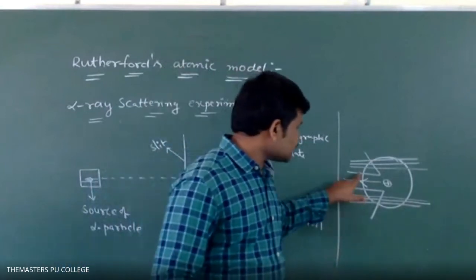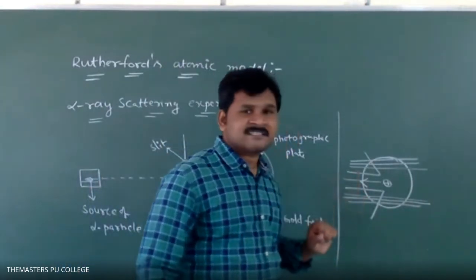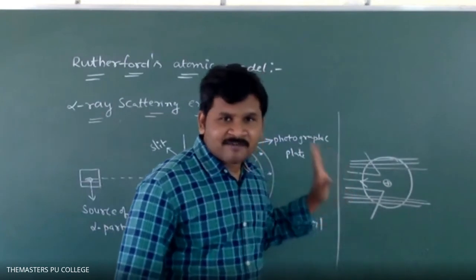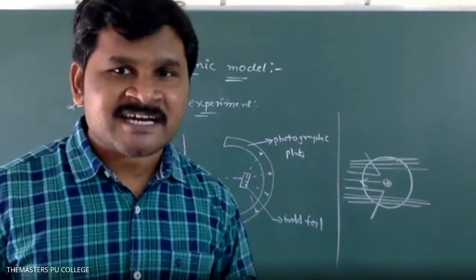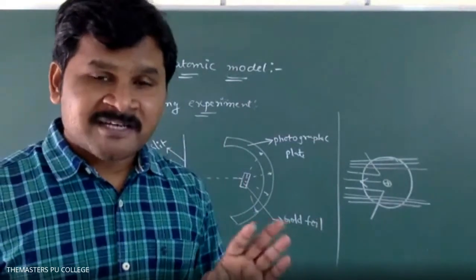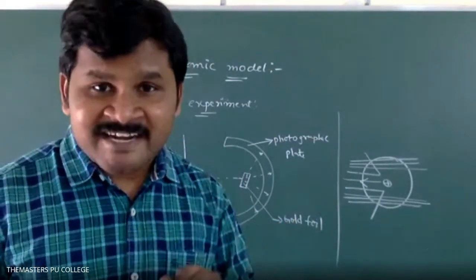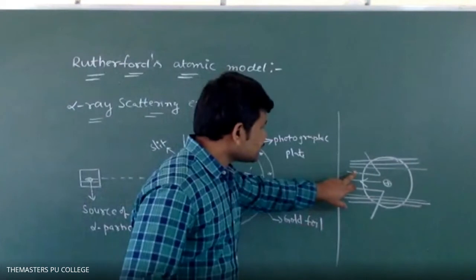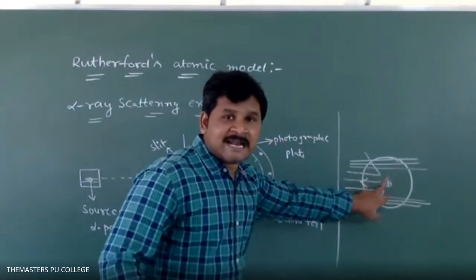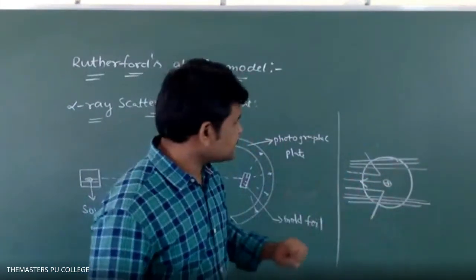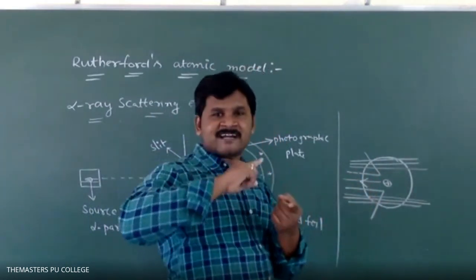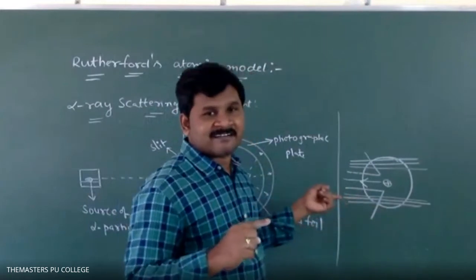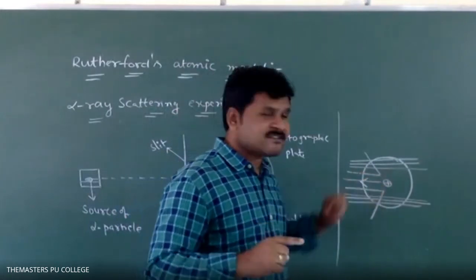What do these two indicate? These two indicate what particles? Alpha particles. What is the charge of an alpha particle, students? Positive charge. Very good. So a positive charge deviates with a positive charge. Whenever the positive charge moves nearer, not exactly but nearer to the nucleus, it is deviated in its path. This is the repulsion. This is also repulsion.